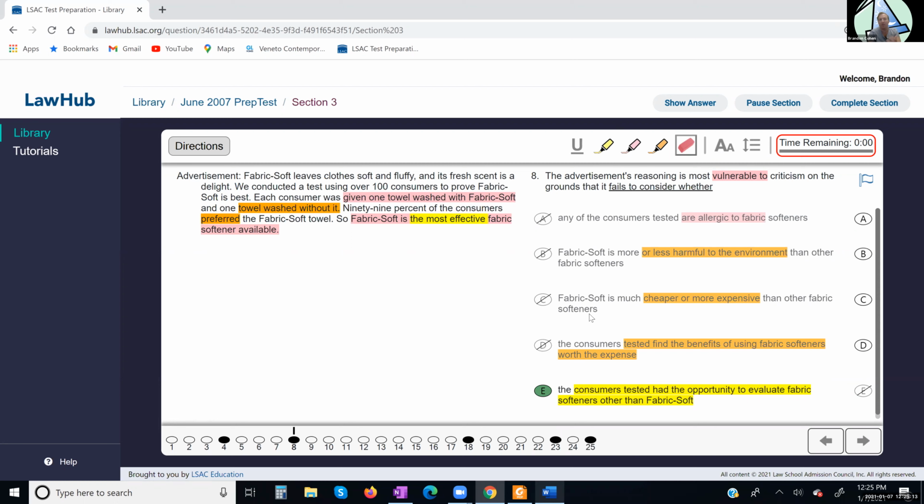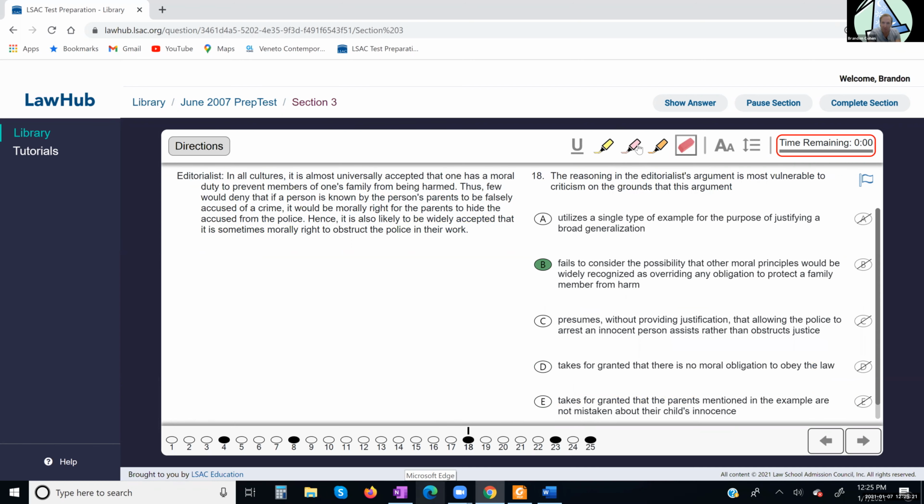So if there was an answer related to it, it would have been correct. But instead, E is doing that bad comparison idea. So there were two mistakes. Notice the correct answer talks about that bad comparison. 18, vulnerable to criticism. Okay, so when we have vulnerable to criticism, that's the flaw question.